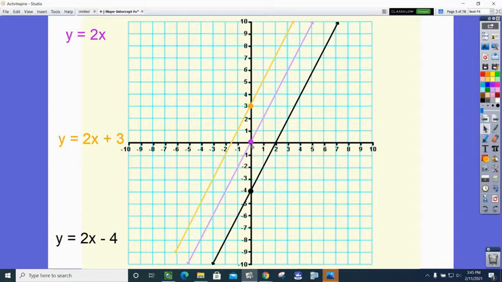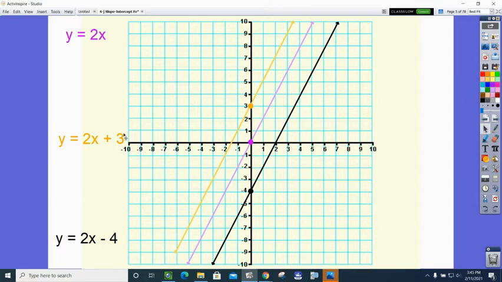Let's go to the purple line. Start with a point. And if I go up 2 and to the right 1, I hit the line. So notice its slope is 2. And if I go to the black line, start at this point, up 2 and over 1, notice that that is also 2. Notice that the number in front of the x represents the slope of the line.